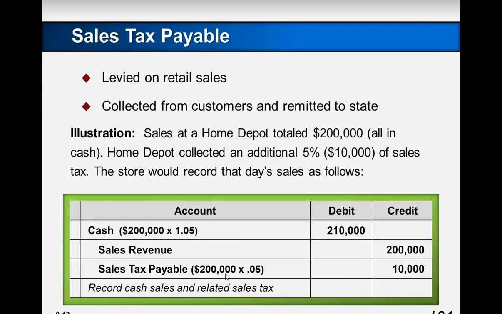They will then pay this sales tax payable at some point in time, and when they pay this, they would debit their sales tax payable for the $10,000 and credit cash as they wrote their check to pay this, or it may be paid as an EFT withdrawal from their bank account.